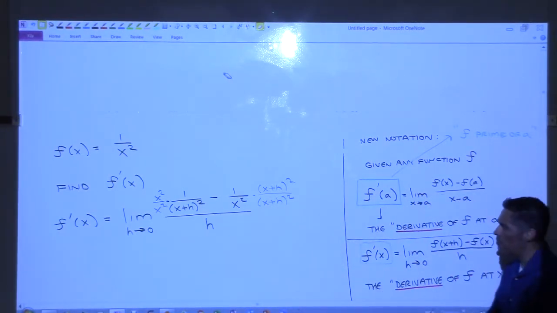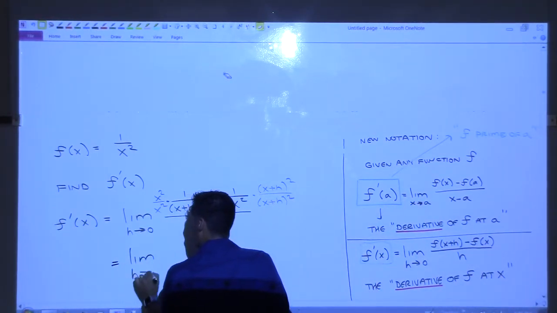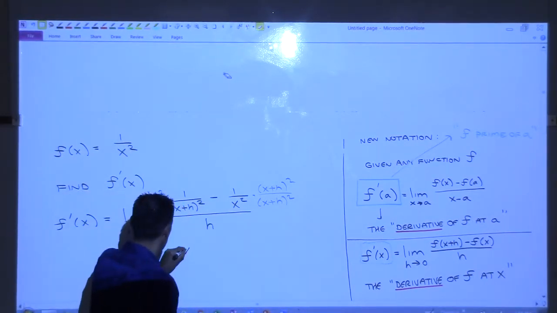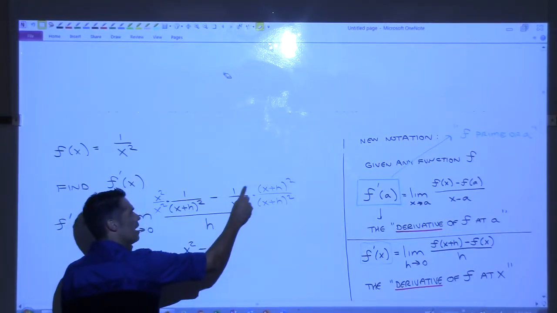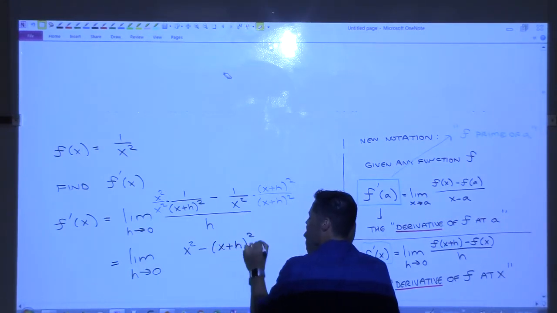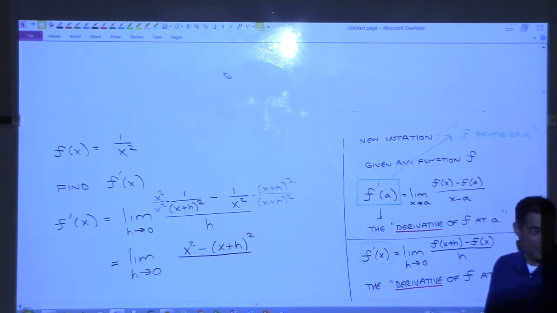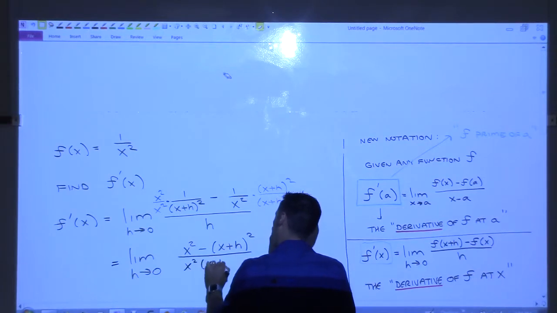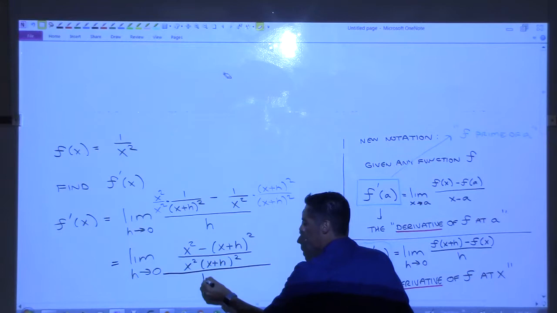Okay, so now let's multiply out the top. All right, so x squared times 1 just gives us x squared. And then I'm going to go ahead and do minus. And then 1 times x plus h squared gives me just x plus h squared. That is going to be over what? The common denominator, x squared times x plus h squared. And then all of that with a bigger division bar is over h.